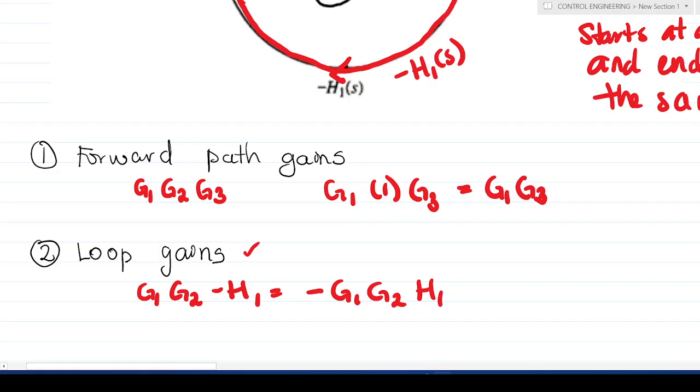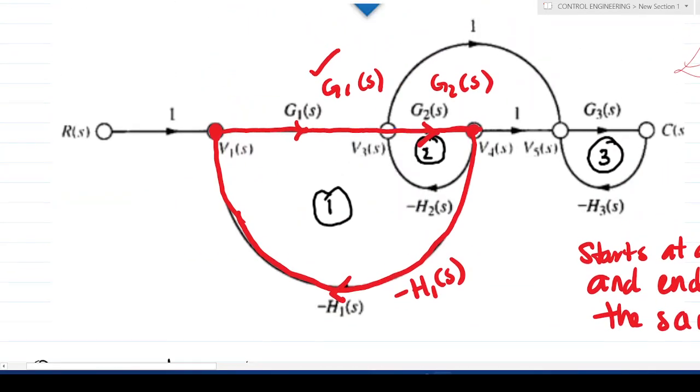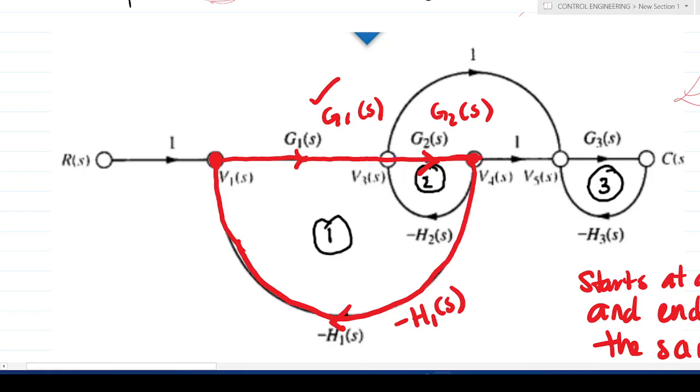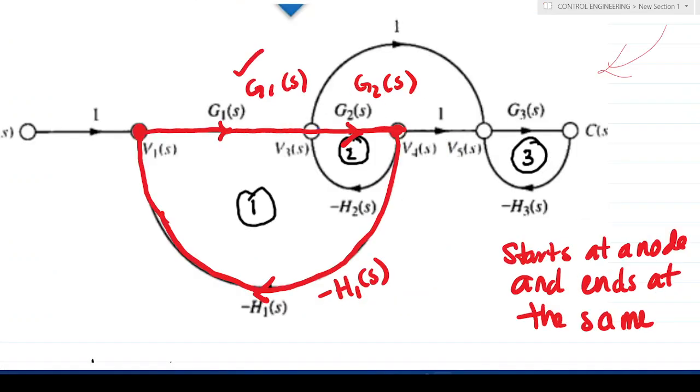Now let's check if we have any other loop gains. Coming back to our graph over here, let's check again. I believe we can move from this node. We can go in this direction. Then we can come down in this direction. This is facing the left side, so we can take it as a loop and come back to this same node we started from. So this is another loop gain.